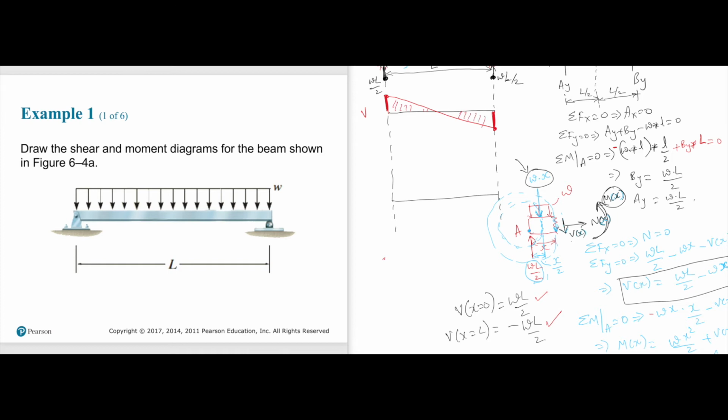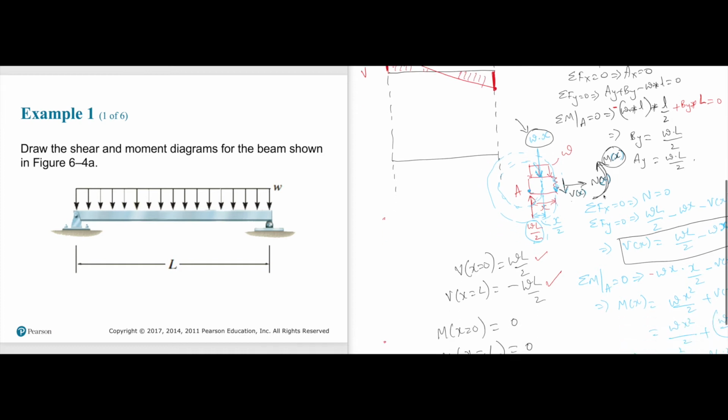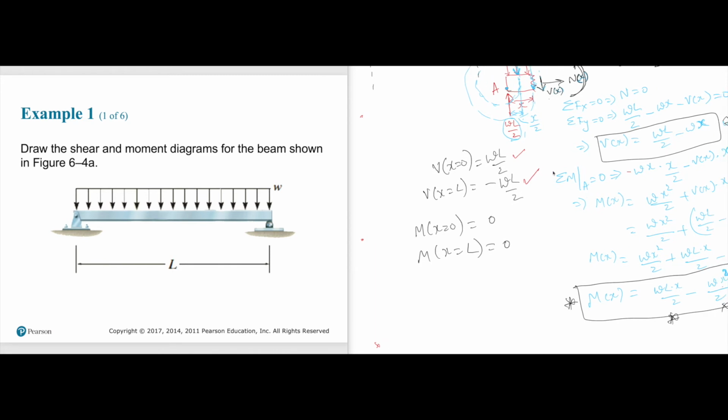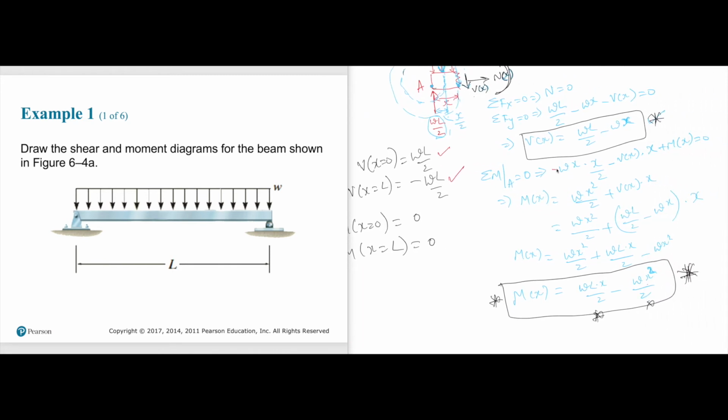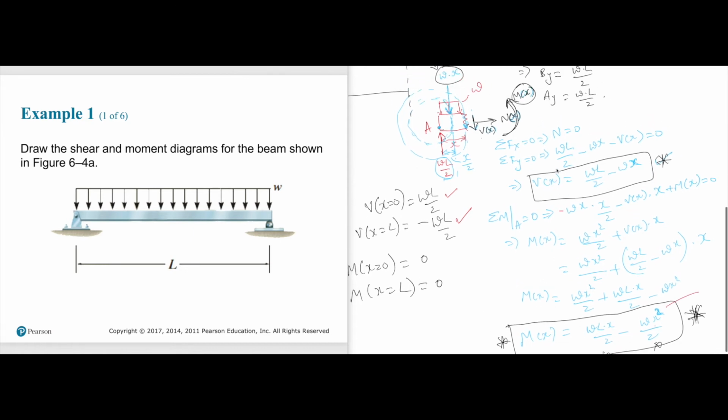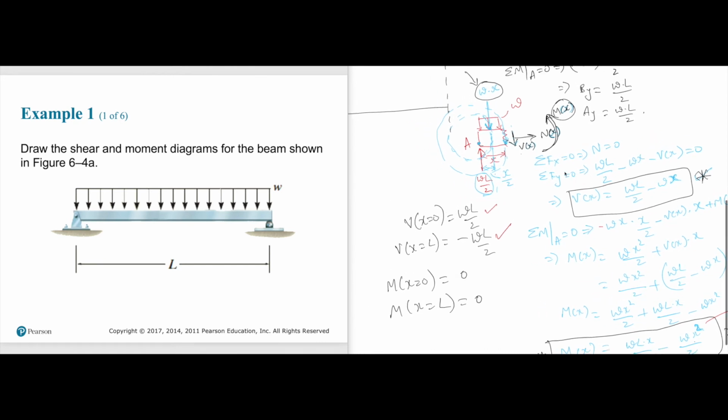The bending moment, how is the bending moment? The bending moment is having an x squared, right? That implies it's a parabola. So let's draw a parabola.